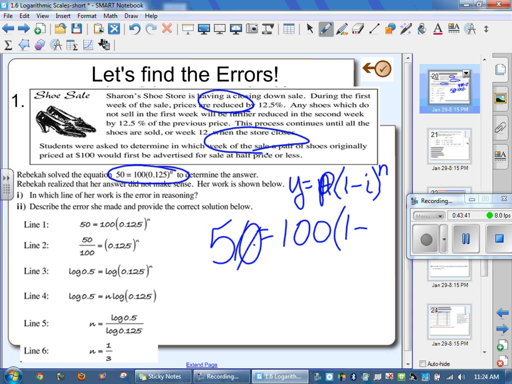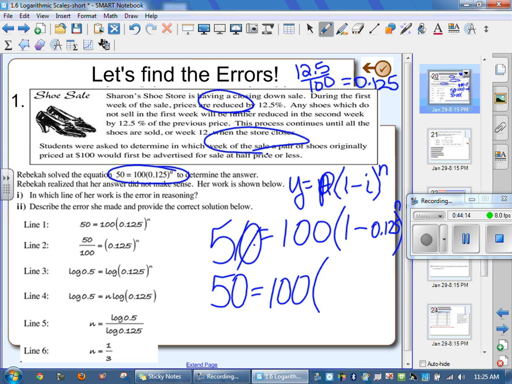Now, we can't just put 0.125 in there, because we're reducing by that much, which means we take a whole and subtract the 0.125, exponent n. So that's going to look like 50 equals 100, and now we do the subtracting: 1 subtract 0.125 gives us 0.875, all exponent n.